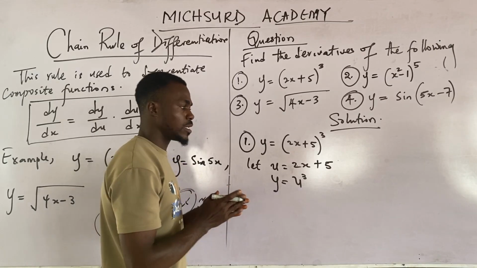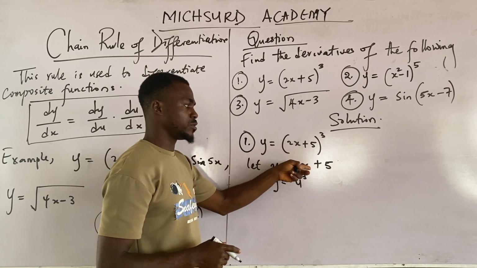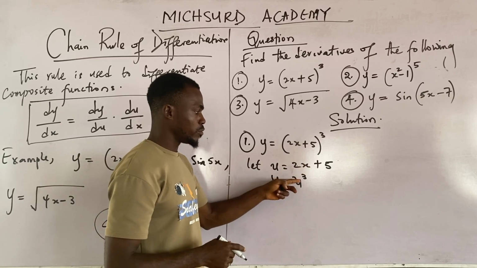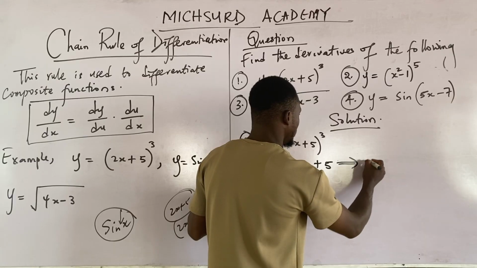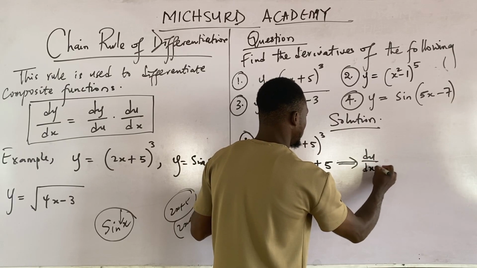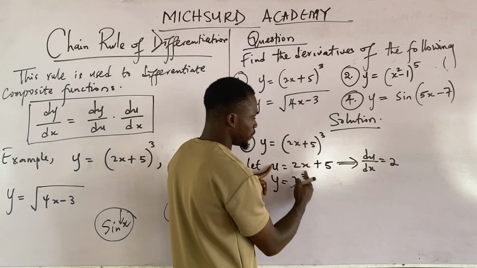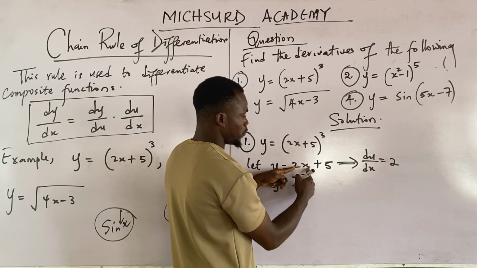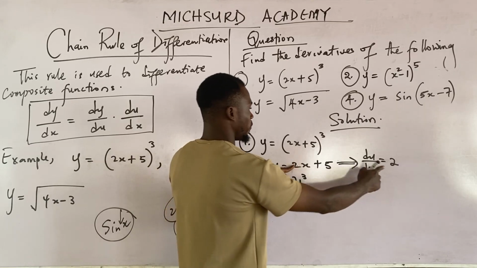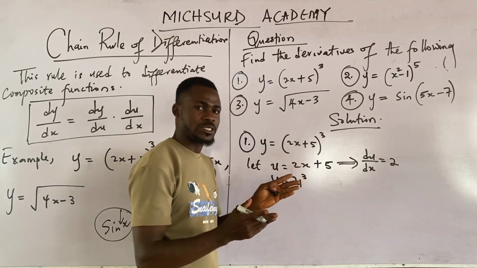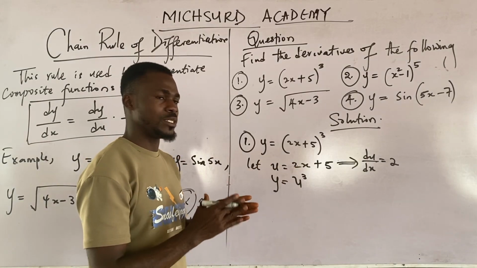Now I'm going to differentiate what we have here with respect to x. If I differentiate, I'll have du/dx equal to 2. If you differentiate this function, this is a constant, so it will go out. If you differentiate 2x, you have 2. So 2x will disappear and what will be left is 2. So now you have gotten du/dx.